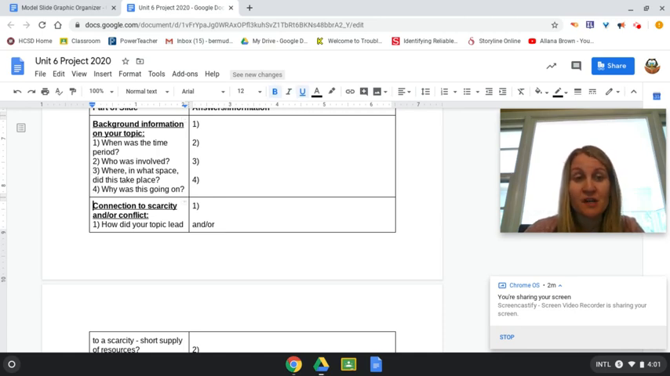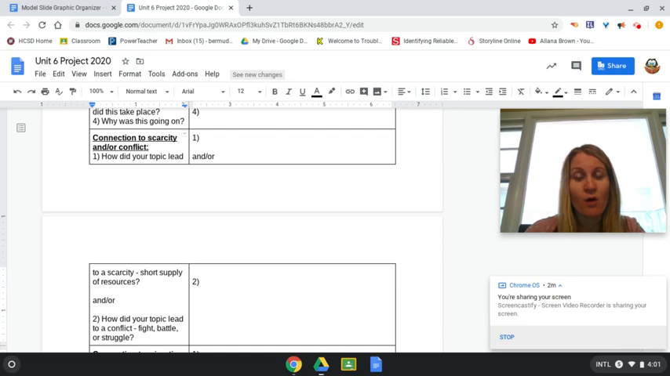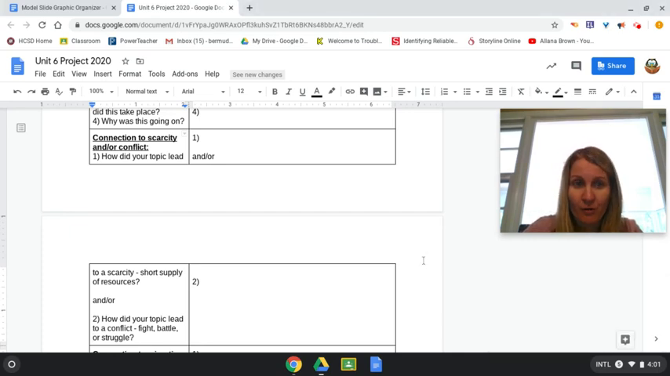The second part is connection to scarcity or conflict. So how did your topic lead to scarcity, meaning short supply of resources, or how did your topic lead to conflict, fight, battle, or struggle? You do not need to fill in both. You only need to do one or the other there, conflict or scarcity.